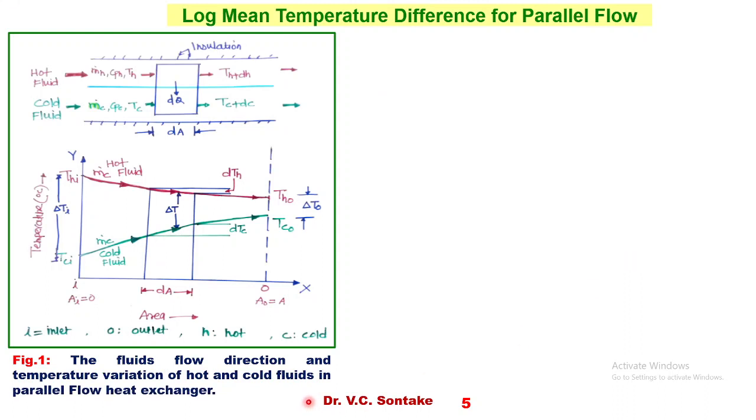Figure 1 shows the fluid flow direction and temperature variation of hot and cold fluids flowing through the parallel flow heat exchanger. Let us consider a heat exchanger in which the outer surface is assumed to be perfectly insulated. Two fluid streams in the form of hot and cold fluids are flowing. For the sake of assumption, we are considering the left hand side of the heat exchanger as inlet and the right hand side as outlet.